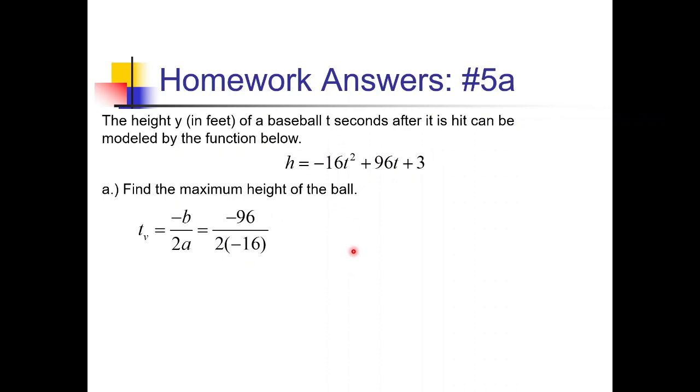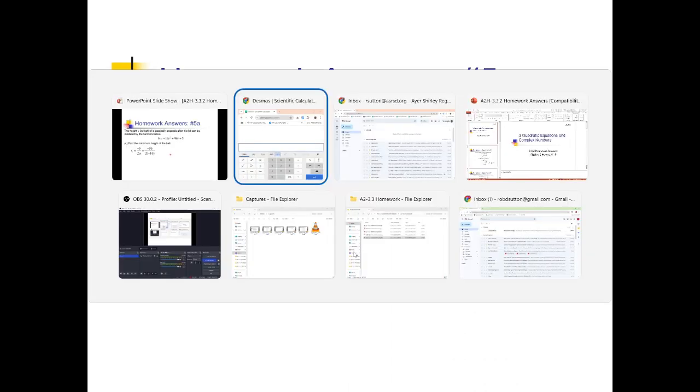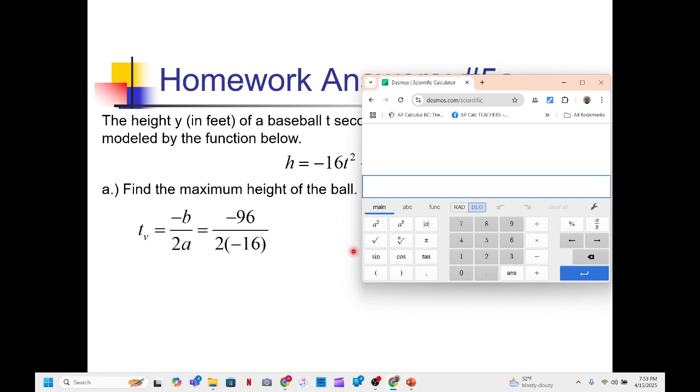And let's see, I'm just going to take out Desmos and start crunching some numbers. I could probably do it without Desmos, but I'm going to be using it later anyway. So we have negative 96 divided by 2 times negative 16.